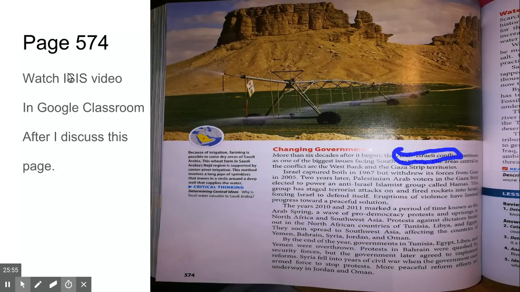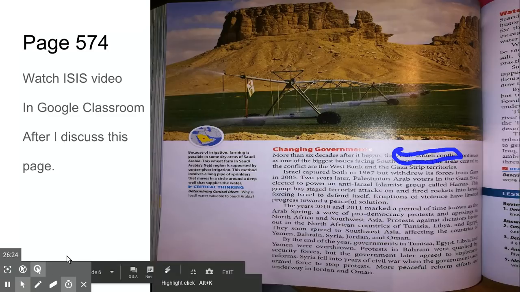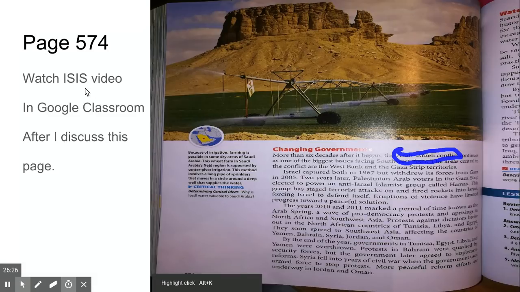So I want you to go back to Google Classroom and watch the ISIS video link that is along with this lecture. It's like 5 minutes long, and it's going to give you a brief description of ISIS, what ISIS is, how it developed, and how it is changing the face of the Middle East currently. So pause this video, go to Google Classroom, watch that ISIS video, and then come back to this video.